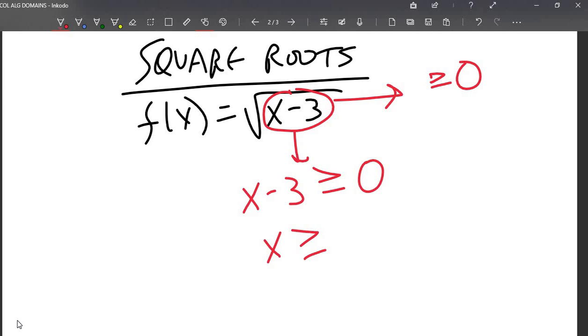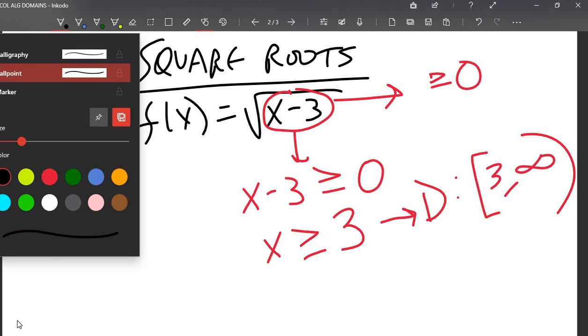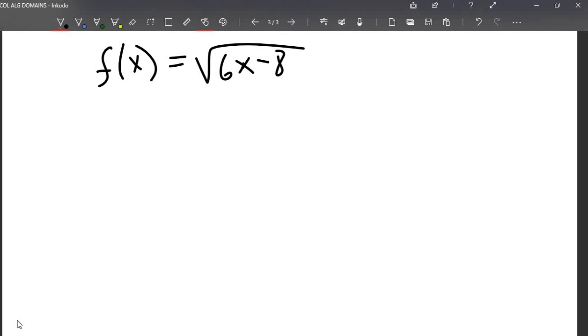Now, this goes back to when we were solving inequalities. This is the domain, but the domain is written in that special interval notation going this direction. All right, let's do some more of this special type. Let's say my function is the square root of 6x minus 8. And I want to find the domain.